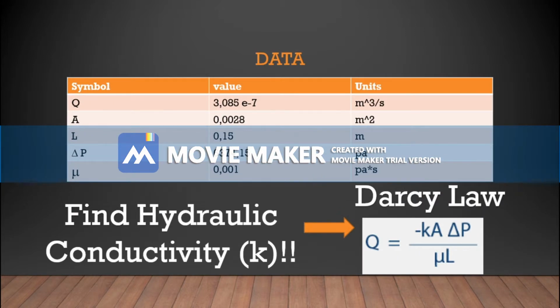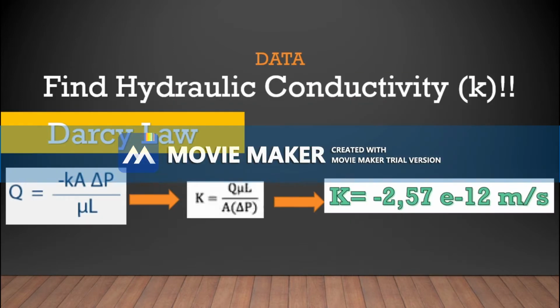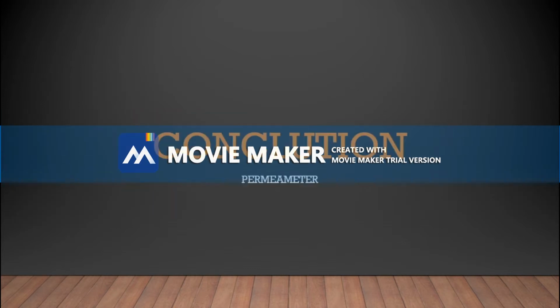Then we use the viscosity of water at room temperature, and with all the data we can finally find the hydraulic conductivity, or permeability constant, which is also called by Darcy's law, and the result was in the order of 10 to the minus 12 meters per second.